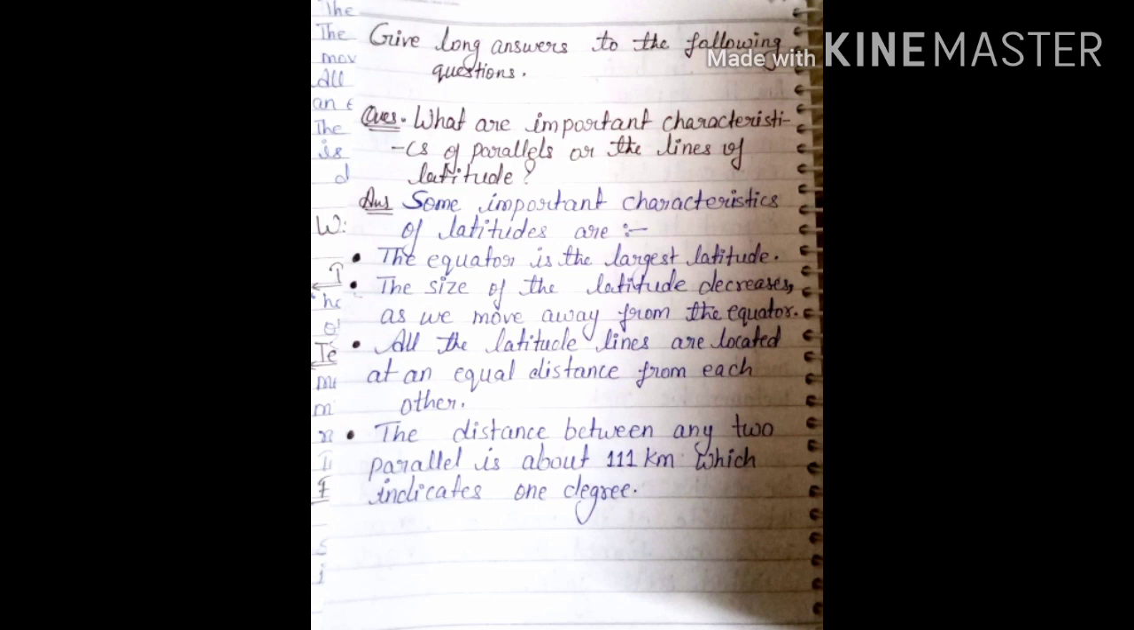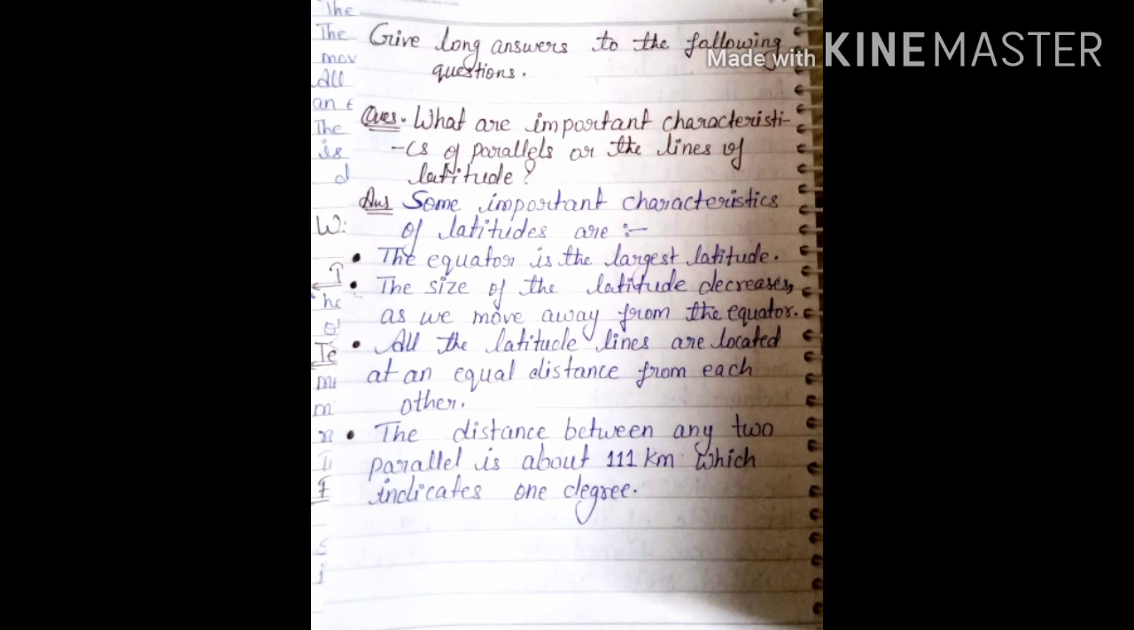Some important characteristics of latitudes are: first, the equator is the largest latitude. The size of the latitude decreases as we move away from the equator. All the latitude lines are located at an equal distance from each other. The distance between any two parallels is about 111 kilometers, which indicates 1 degree.